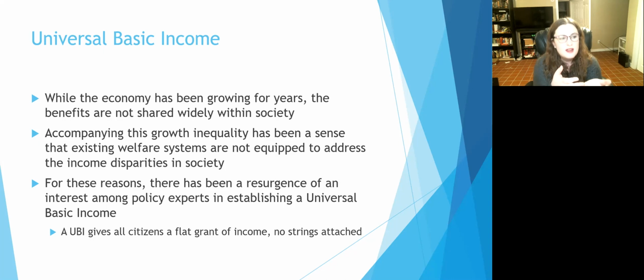So for this reason, there's been a resurgence in an idea that policy experts designed decades ago and have kind of used as a thought experiment. And this is the idea of establishing a universal basic income. It's the idea that we give everybody a flat grant of money, no strings attached. We go to every single person and we no longer have the welfare system for them, right?